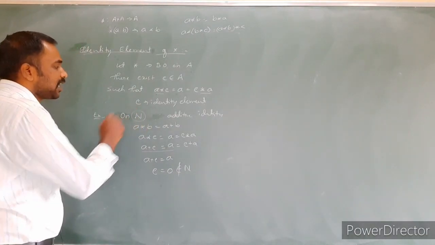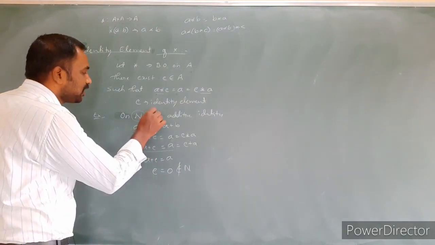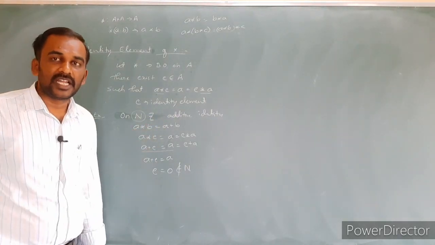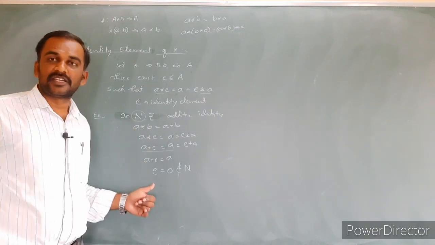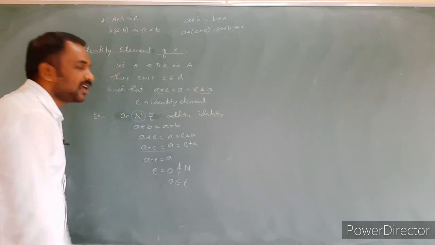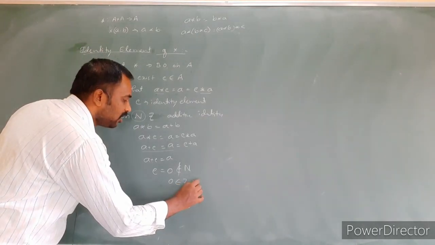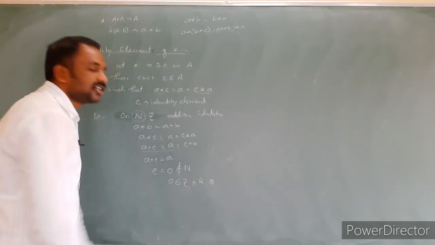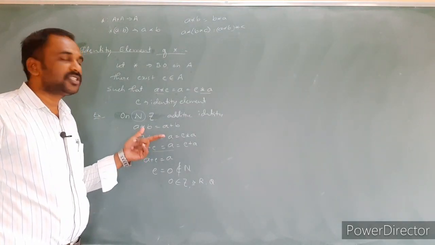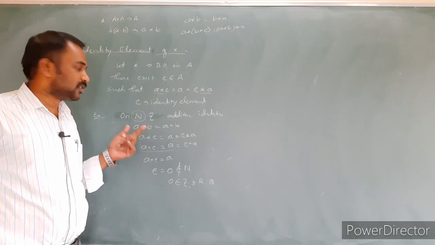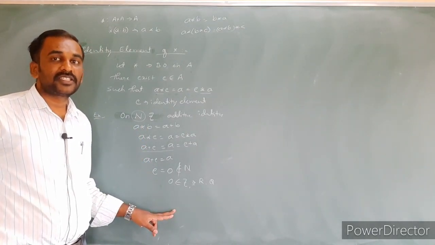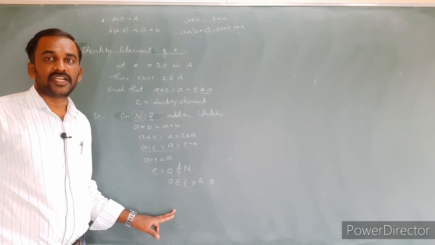Suppose instead of the natural numbers, you are given the integer set or the real number set. In that case the additive identity exists. What is the additive identity? 0 is the additive identity on the integer set, the real number set, or the rational number set. Are you clear about this one? How to find the identity element? So the additive identity on the set of integers is 0. It does not exist on the set of natural numbers.